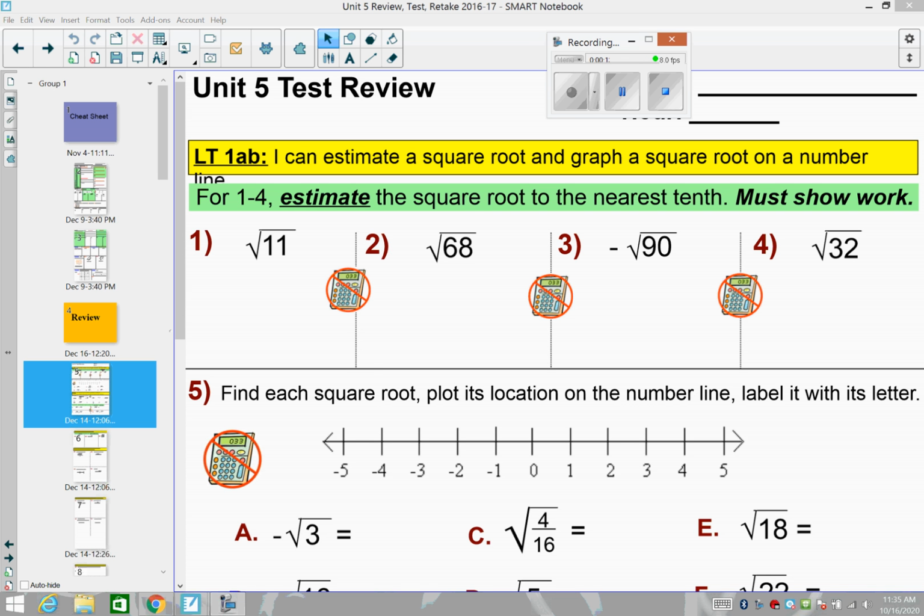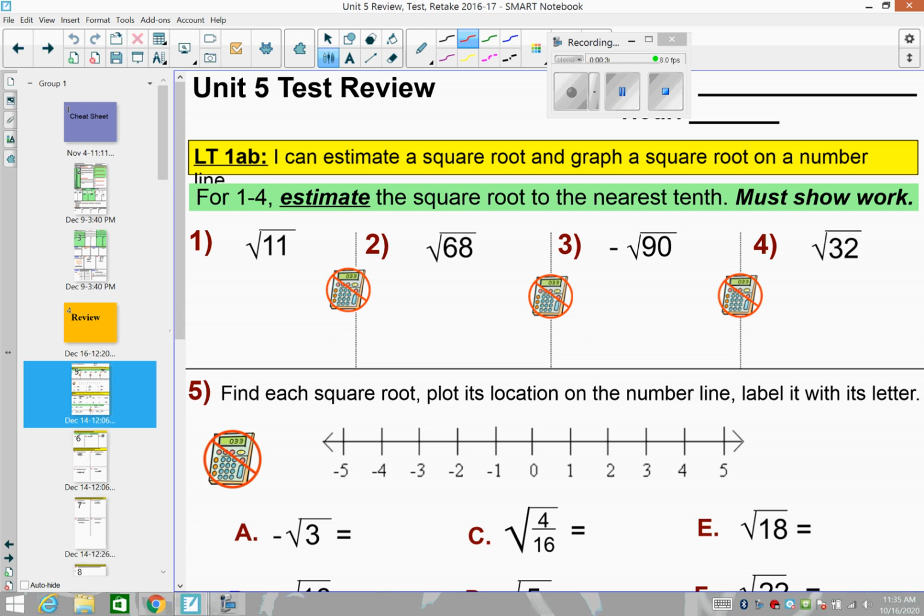First learning target. I can estimate a square root and graph a square root on a number line is our first learning target. No calculators on this one. You can clearly see that on 1, 2, and 3, I have no calculator written in. So obviously if you're in class, that would be a little bit easier to facilitate.